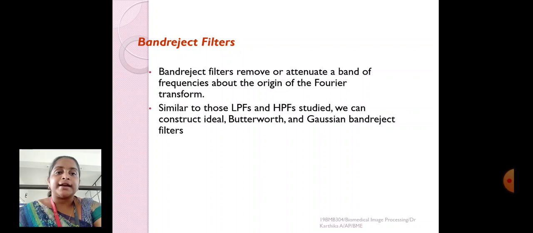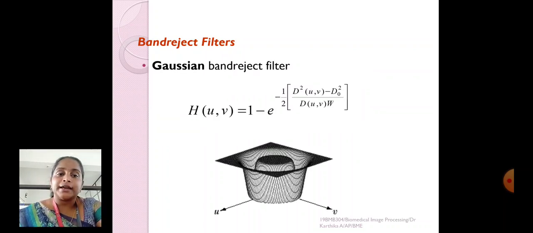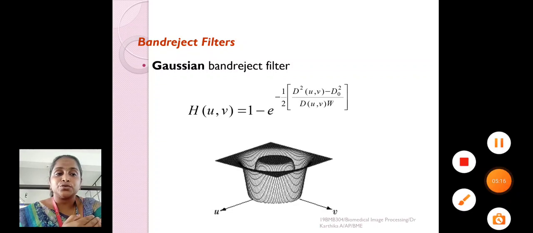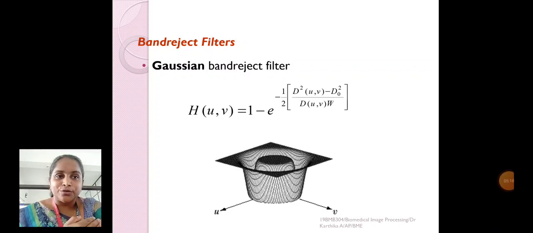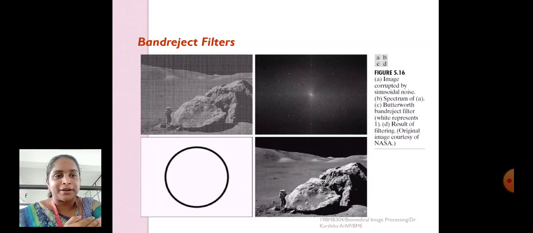In this section, band reject filters can remove or attenuate a band of frequencies about the origin of the Fourier transform. Similar to LPFs and HPFs, we can construct ideal, Butterworth and Gaussian band reject filters also. Here we have the band reject filter: H(u,v) = 1 - e^(-1/2 [(D²(u,v) - D0²) / (D(u,v)W)]²).